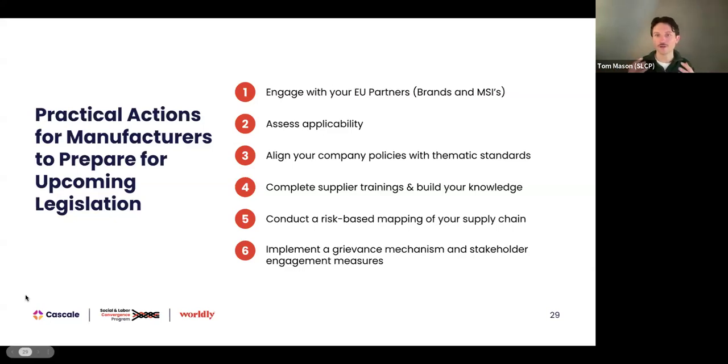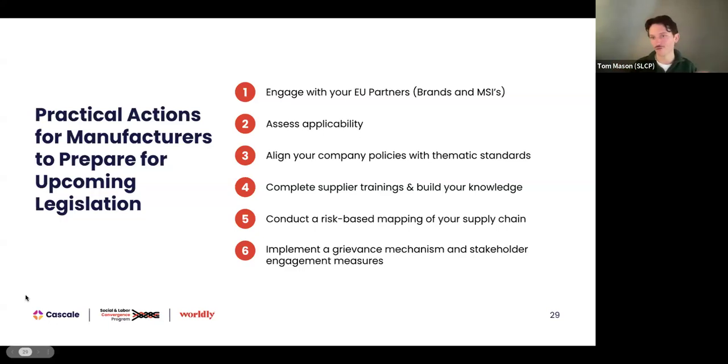So you need to ensure that the way that your facility and your operations are meeting or aligned with the standards that are set in the CSDDD, particularly when you see in the annex. So making sure that this is aligned is a very good first step in being seen as a front-running manufacturer. The fourth is complete supply trainings and build your knowledge.